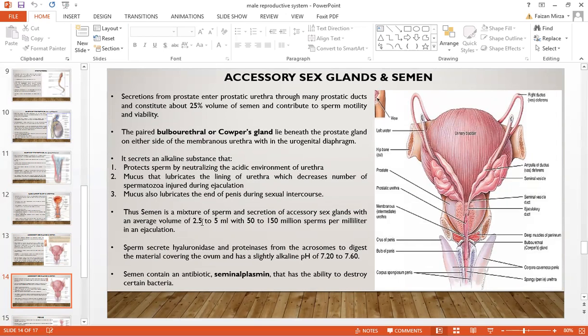Thus, semen, with a volume of about 2.5 to 5 ml and 50 to 150 million sperm per milliliter, is released in an ejaculation. The sperm secrete the enzymes hyaluronidase and proteases. The proteinases from the acrosome digest the covering of the ovum. Semen has a slightly alkaline pH, 7.2 to 7.6. Semen also contains an antibiotic called seminal plasmin, which has the ability to destroy certain bacteria.